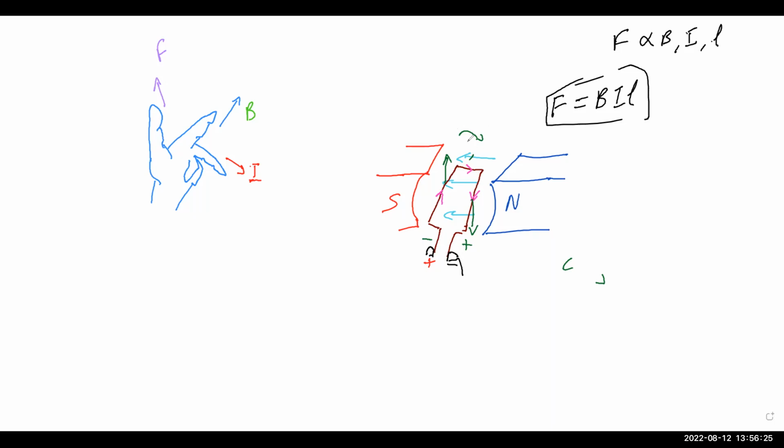And since the current direction is constant in this particular order, the magnetic field is constant, and there will be a continuous rotation, right? So this is simply how we get a DC motor to work, right? These are what we call the brushes. That's why we call these brushed DC motors, right?